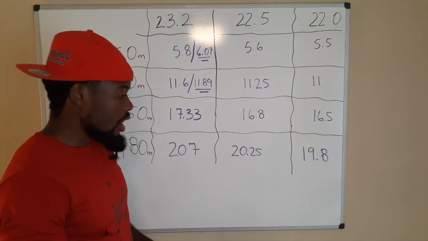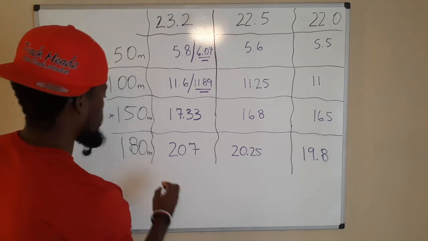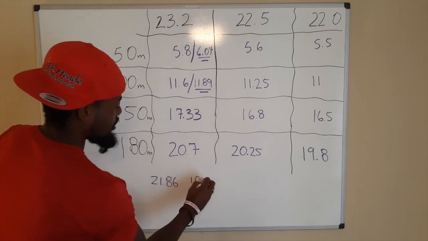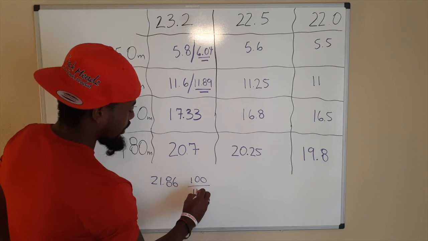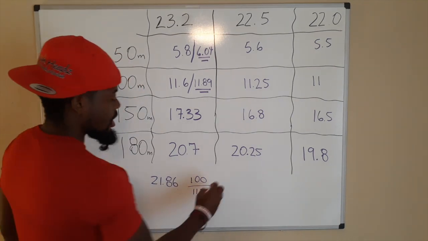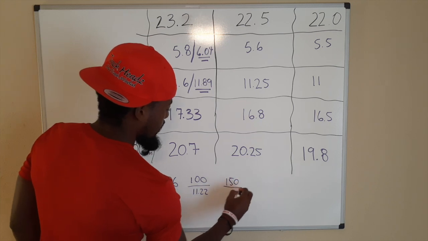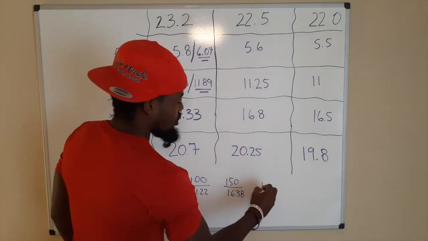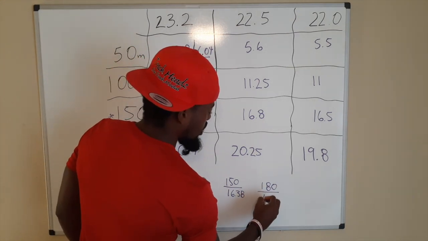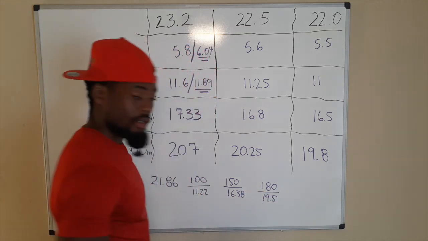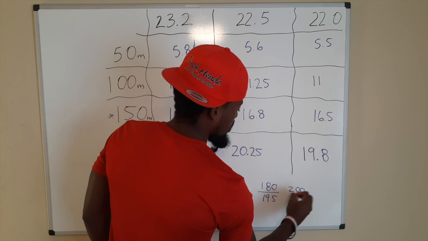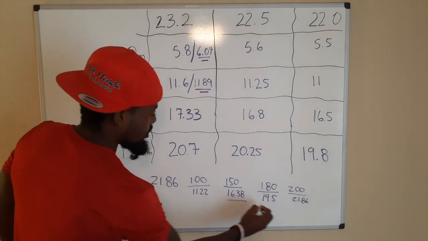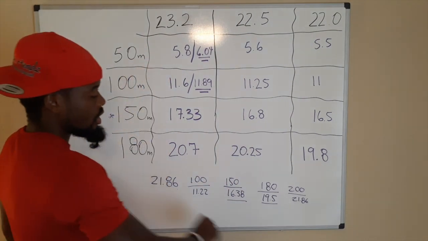All right. My PR is 21.86. Okay. When I ran that, I came through the 100 at 11.22 seconds. Okay. I crossed through the 150 at 16.38 seconds. Okay. When I went through the 180, I crossed through there at 19.5 seconds. And then I finished up my 200 and of course 21.86.